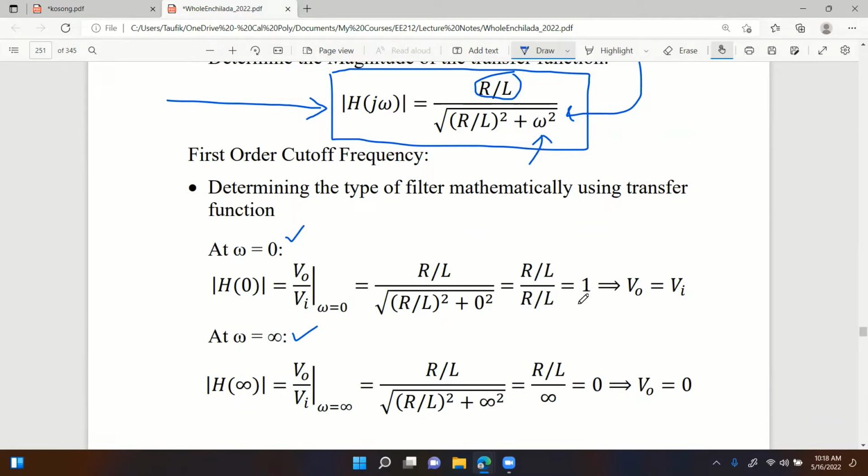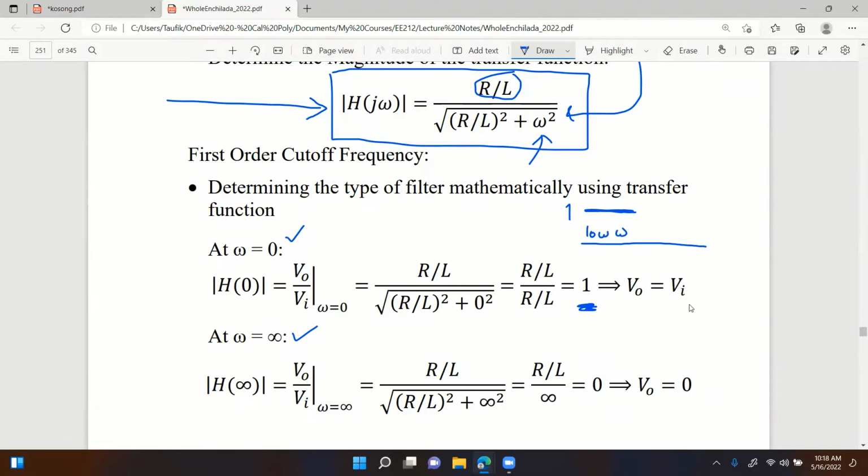That gives you the answer of 1. So you can see once you plug in omega equals 0, you get a gain equal to 1. 1 means that V out is equal to V in. So now, at low frequencies, the gain is equal to 1, which is high. In passive filters, the maximum gain you can get is 1. So that's high gain at low frequencies.